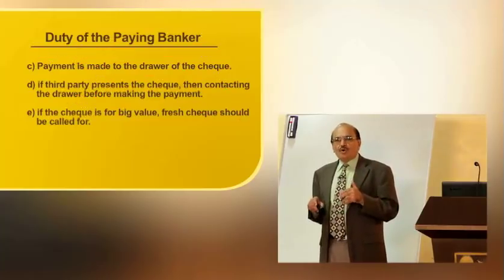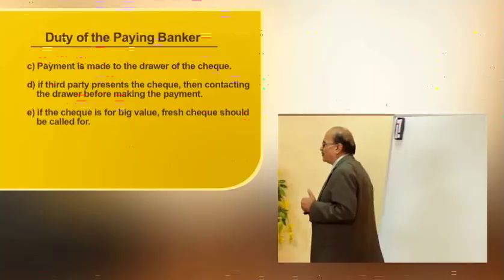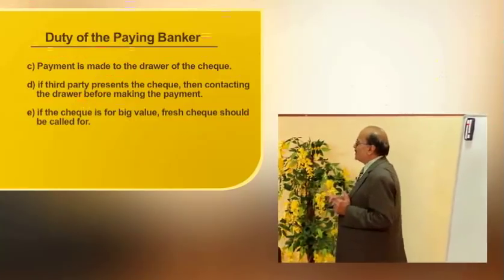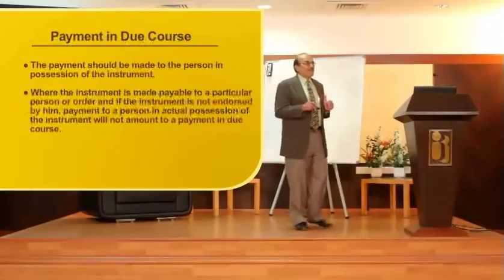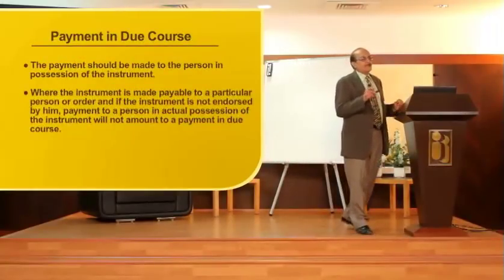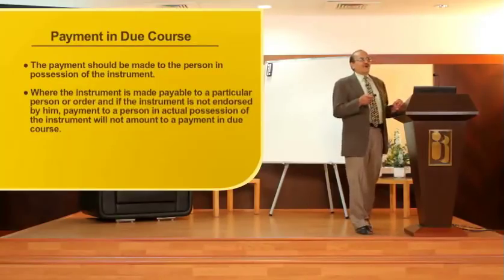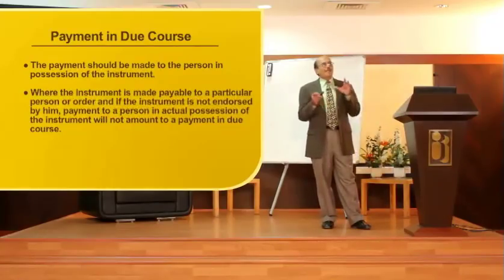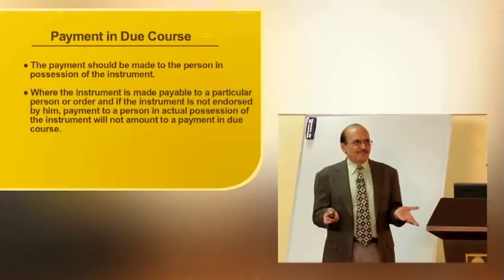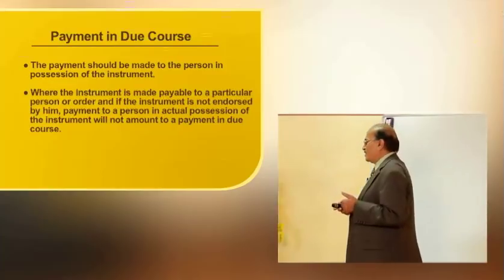What is payment in due course is another important aspect which all of us must learn. Section 10 of the Negotiable Instruments Act lays down the conditions under which payment is said to be a payment in due course. What are the conditions? Payment should be made in accordance with the apparent tenor, that is, what appears on the face of the instrument. The payment should be made to the person in possession of the instrument.